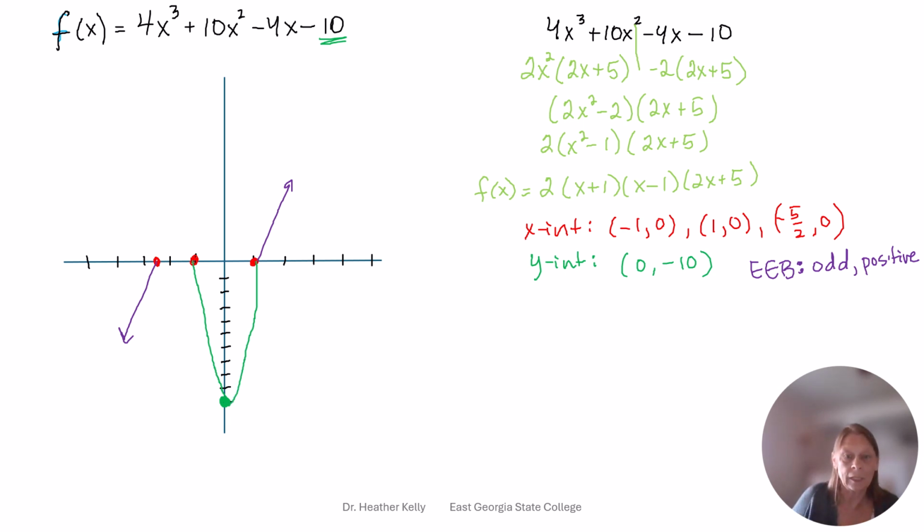Okay, and then finally we need to find out what's happening over here in this spot. It looks like f of -2 will do the deal. So we're going to have 2 times -2 plus 1 times -2 minus 1 times 2 times -2 plus 5. So let's see what we got.